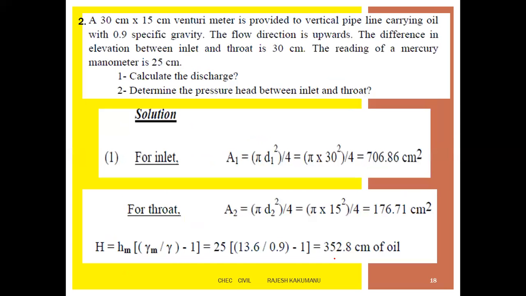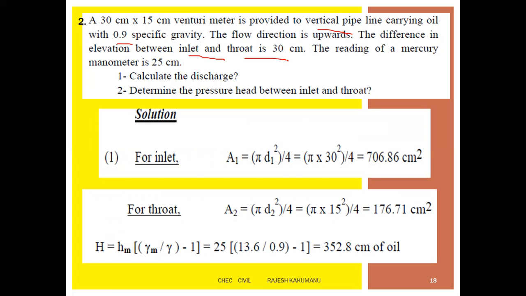Next, second problem. A 30 centimeter by 15 centimeter venturimeter is provided to a vertical pipe line carrying oil of 0.9 specific gravity. The flow direction is upwards. The difference in the elevation between the inlet and the throat is 30 centimeters.